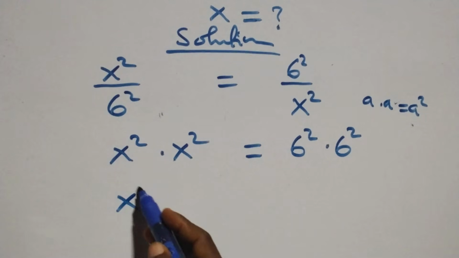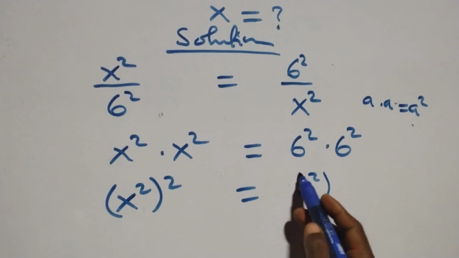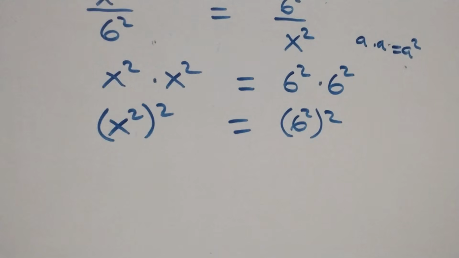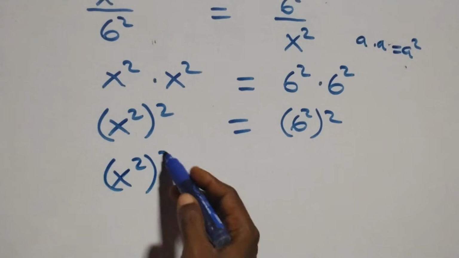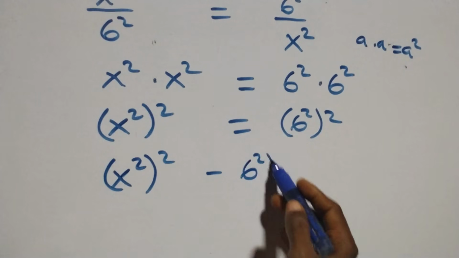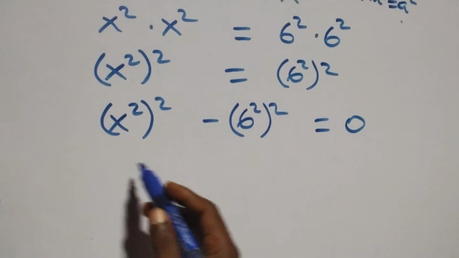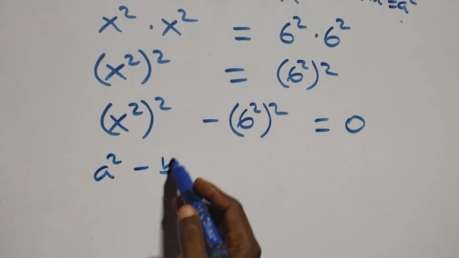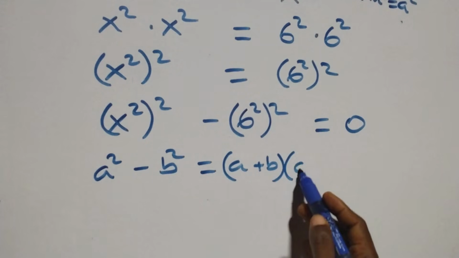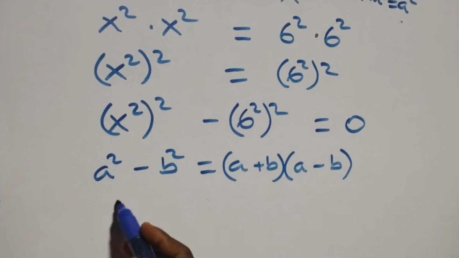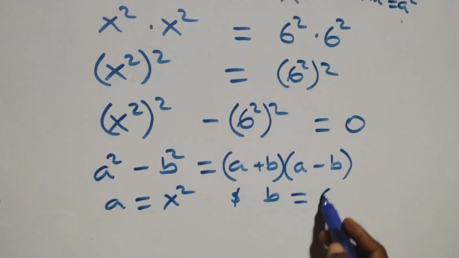What we have here becomes x squared all squared equals 6 squared all squared. From here we take the right hand side to the left hand side and we have x squared all squared minus 6 squared all squared equals 0. Then this follows when we have a squared minus b squared, which is a plus b, open bracket, a minus b. Here a stands as x squared and b stands as 6 squared.